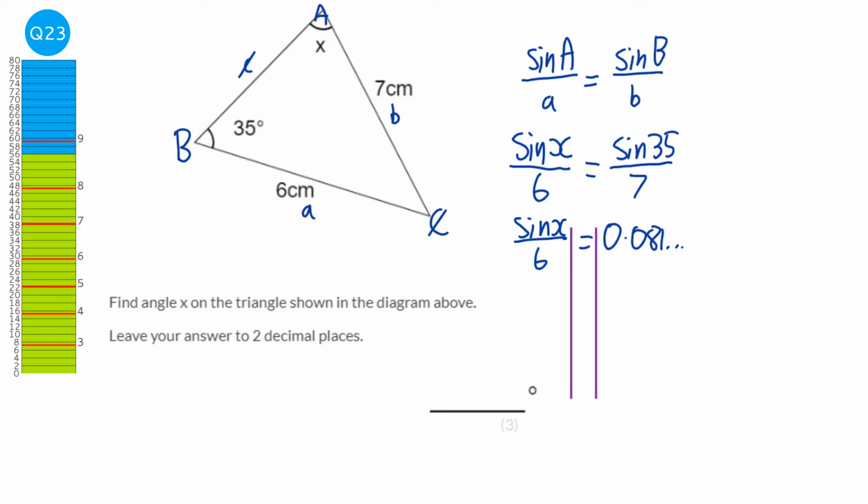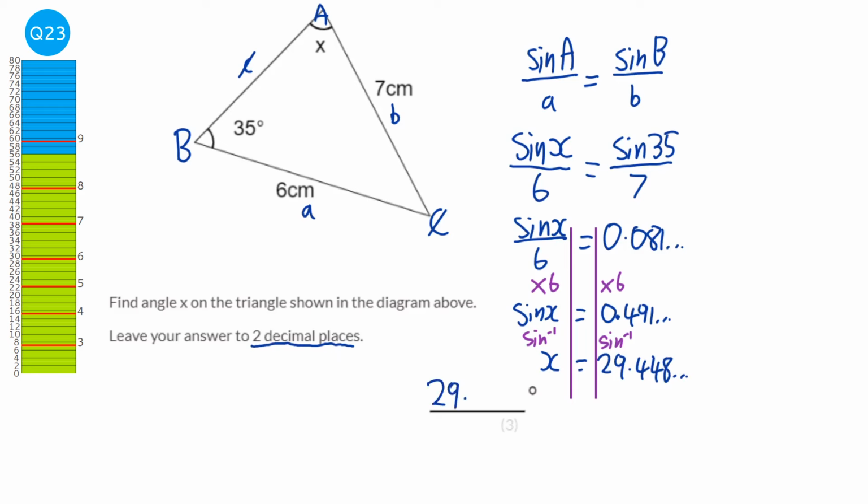And the first thing we're going to do is times by 6 both sides. So we get sine x is equal to 0.491... And then we're going to inverse sine both sides. And so we have x equals 29.448... And our answer wants to be rounded to 2 decimal places, so we're going to put our answer as 29.45 degrees.